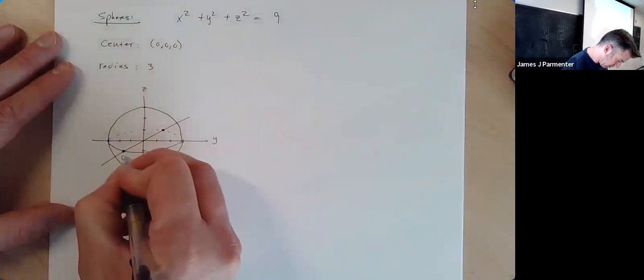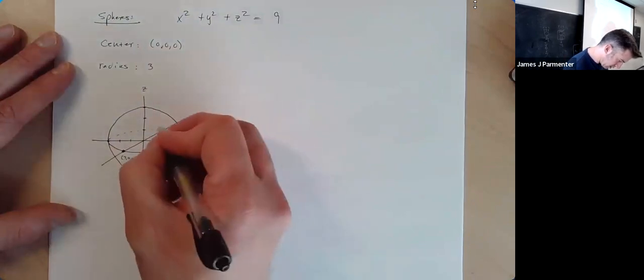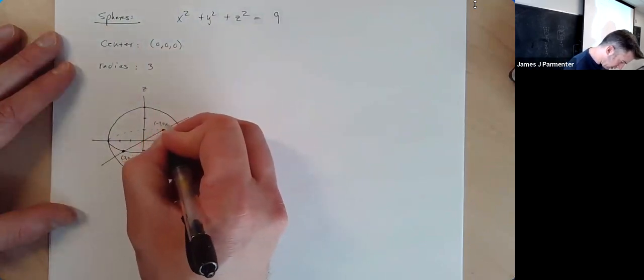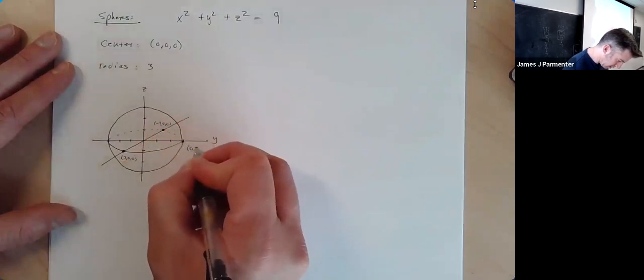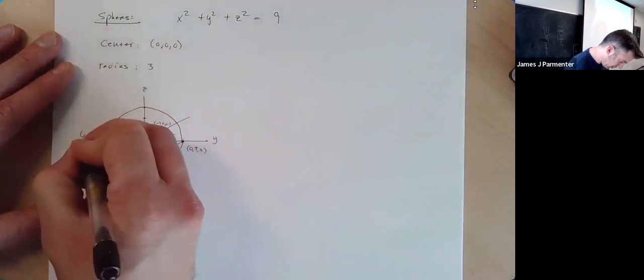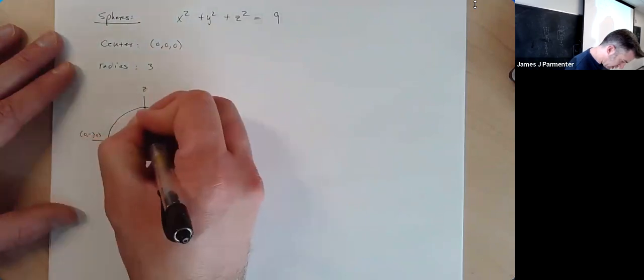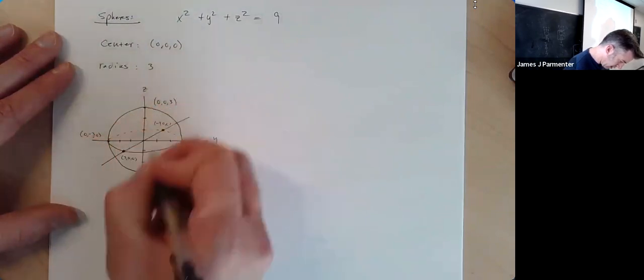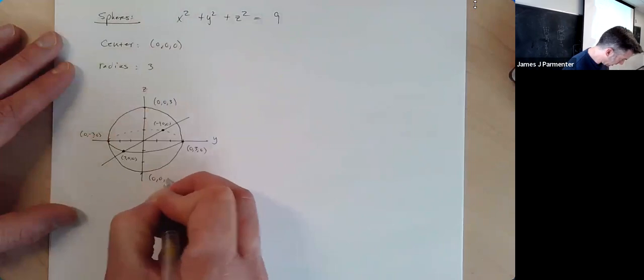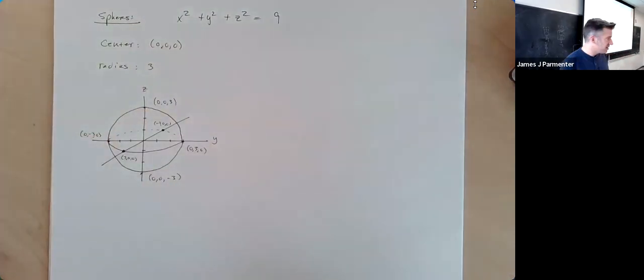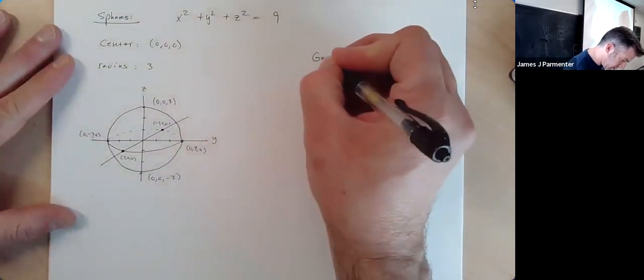So here's the point 3, 0, 0. Here's the point -3, 0, 0. Here's the point 0, 3, 0. Here's 0, -3, 0. And here's 0, 0, 3. And 0, 0, -3. We don't really need to label all these points, but it's kind of nice to see that they are there.